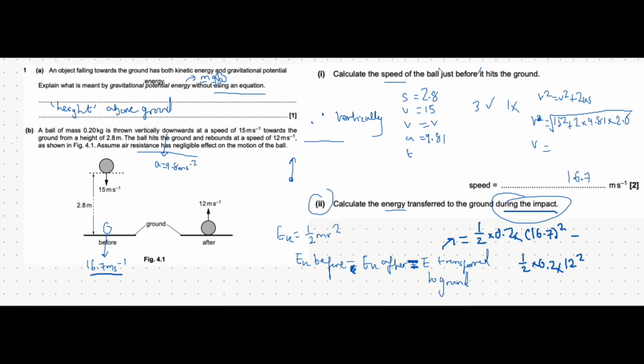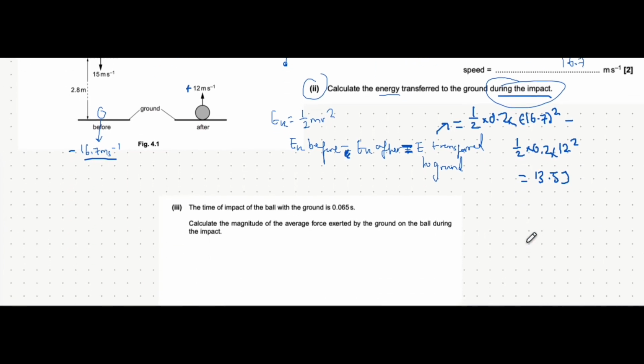Now you might be thinking, would the velocity be 12 and 16.7? Because what do we know about velocity? It's dependent on direction, meaning that if the velocity is positive in one direction, it has to be negative in the opposite direction. So let's take that into account. If this was plus 12 and minus 16.7, it actually wouldn't matter in this case because we're squaring the values, if that makes sense. So it's going to end up being positive. Now, when you subtract these, you get 13.5 joules. That's the energy that's transferred to the ground.